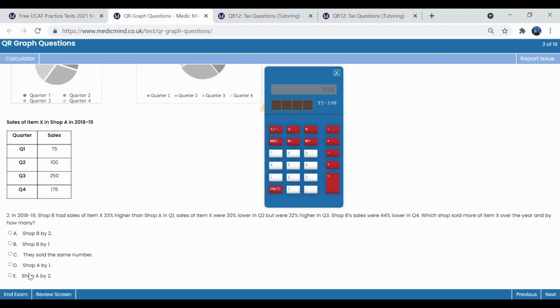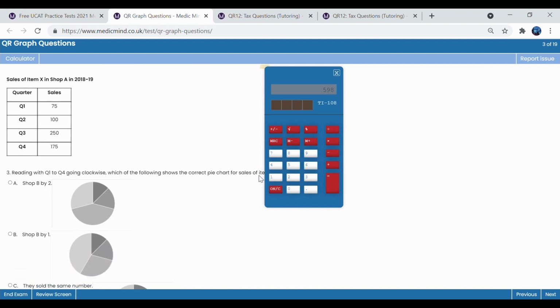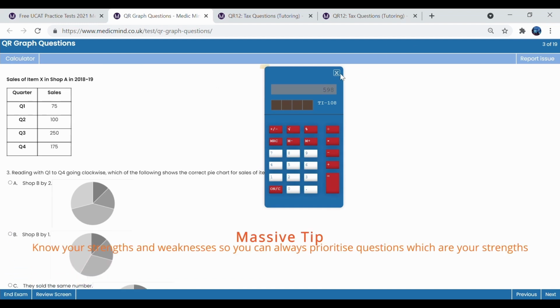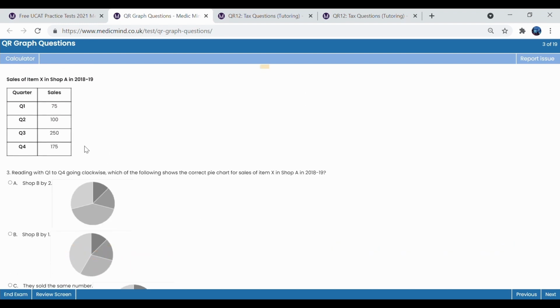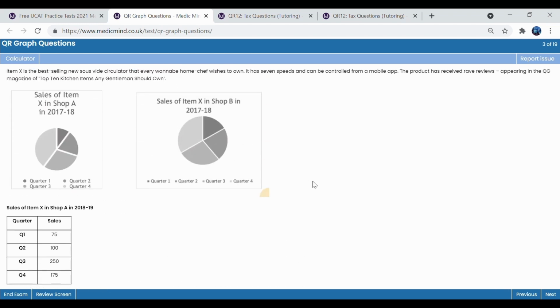Okay, so question 3. There's a pie chart. I quite like these questions because these visual questions seem to be quite easier compared to the other ones. So let's have a look. Reading with quarter 1 to quarter 4 going clockwise, which of the following show the correct pie charts for sales of item X in shop A in 2018 to 19? So clockwise, so quarter 1, 2, 3, 4.